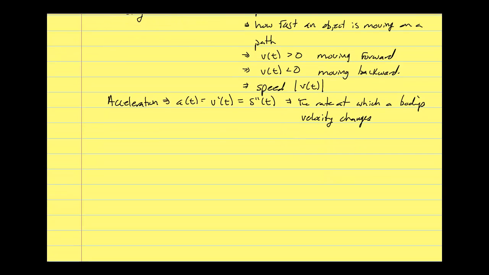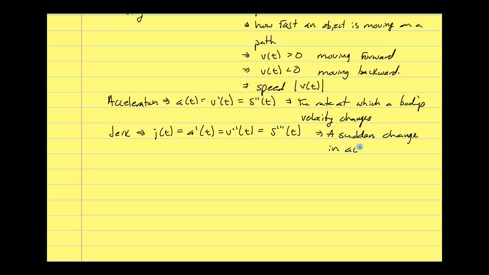Now there's one more derivative past here, and that's called jerk. So jerk is j of t, and all of these are with respect to time. That's why we have the variable t here. That's the first derivative of acceleration, second derivative of velocity, third derivative of the position function. Now basically the jerk is a sudden change in acceleration. So that's what jerk is.